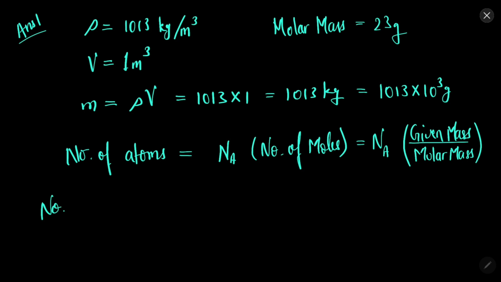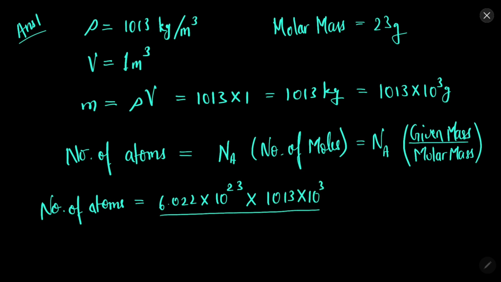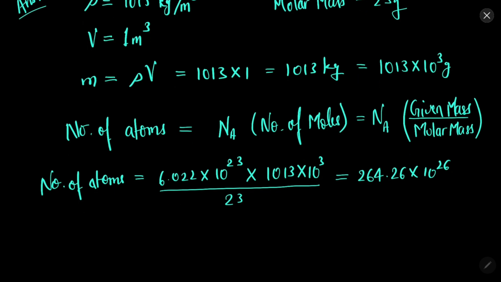So number of atoms will be equal to Avogadro number, 6.022 into 10 to the power 23, into given mass, 1013 into 10 to the power 3 gram, over molar mass, that is 23 gram. So after solving this, you will get approximately 264.26 into 10 to the power 26. So this many atoms are there.